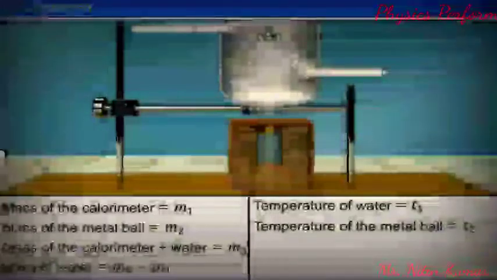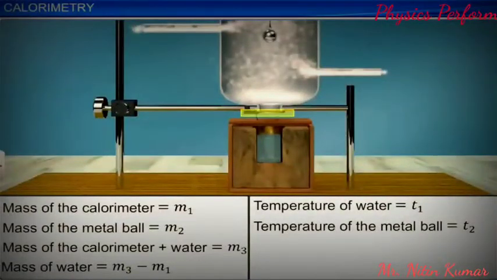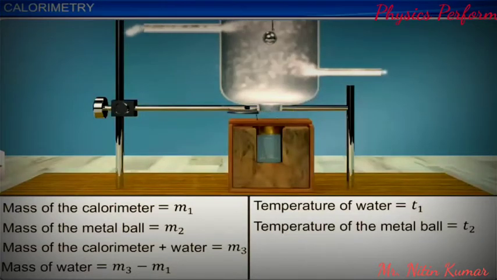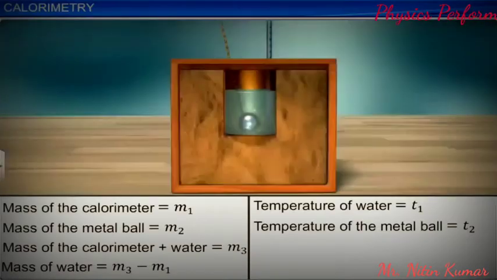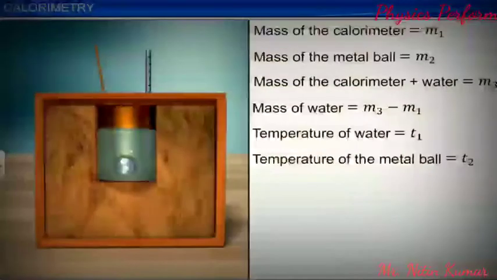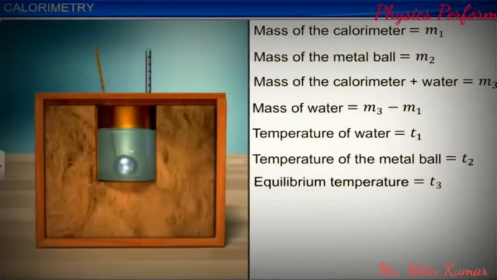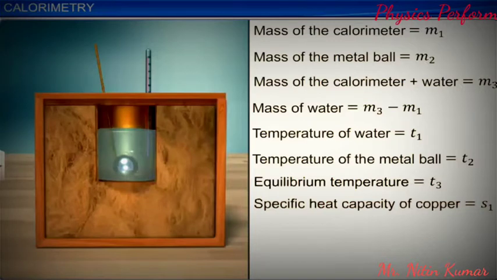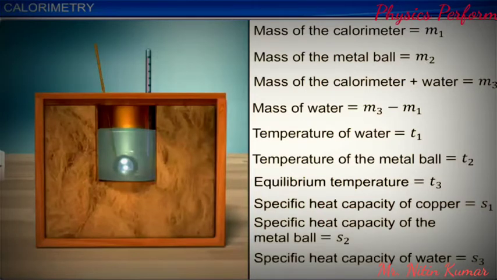Now bring the calorimeter below the sliding base of the steam chamber and slide open the base of the chamber. Drop the metal ball into the water in the calorimeter and stir the mixture for some time. Then note the equilibrium temperature T3. Let the specific heat capacities of the copper metal ball, calorimeter and water be S2, S1 and S3 respectively.